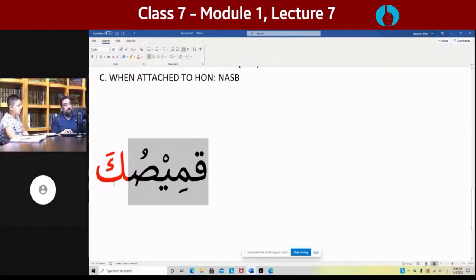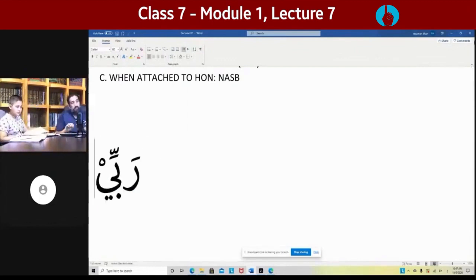Whenever an ism and a pronoun come together, it actually becomes a mudaf and mudaf ilayhi. That makes total sense, because I defined a mudaf ilayhi as something of something. So literally, shirt of yours, which in simple English would be what? Your shirt.